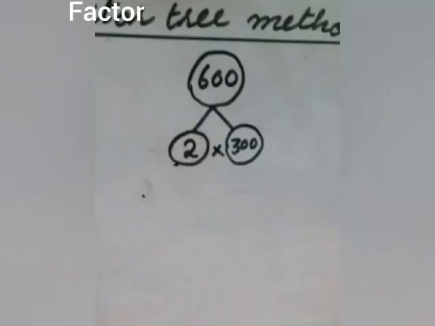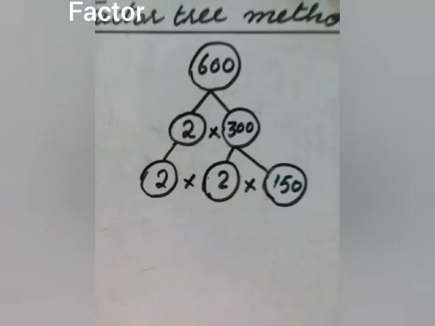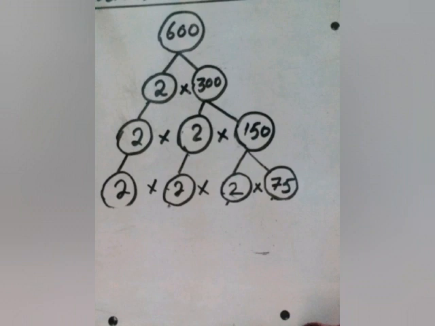Factor tree method. By the factor tree method, we take the same number, 600. When we divide it by 2, we get 300, and we write it as 2 multiplied by 300. Now when we divide 300 by 2, we get 150. Now the factors of 600 are 2 multiplied by 2 multiplied by 150. When we divide 150 by 2, we get 75. Now the factors of 600 are 2 multiplied by 2 multiplied by 2 multiplied by 75.